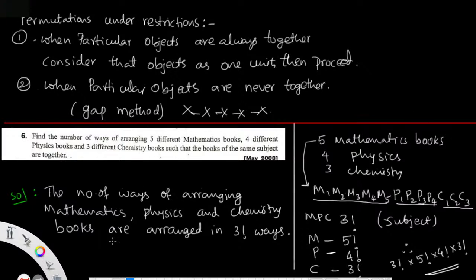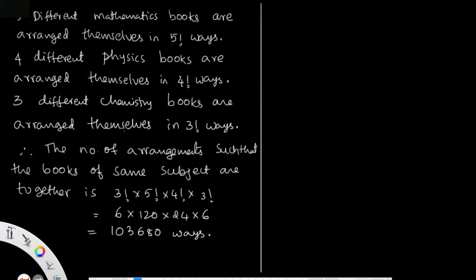Yesterday I already told you, I am explaining this side, and the left side also write like this. So 5 different mathematics books are arranged among themselves in 5 factorial ways. 4 different physics books are arranged among themselves in 4 factorial ways. Similarly, 3 different chemistry books are also arranged among themselves in 3 factorial ways. So the number of arrangements such that the books of the same subject are together is the total multiplication. Then you get the answer.